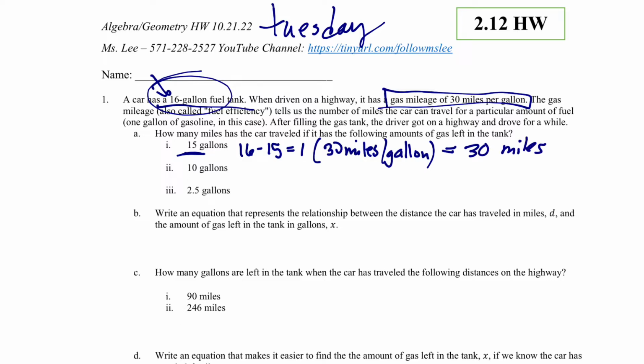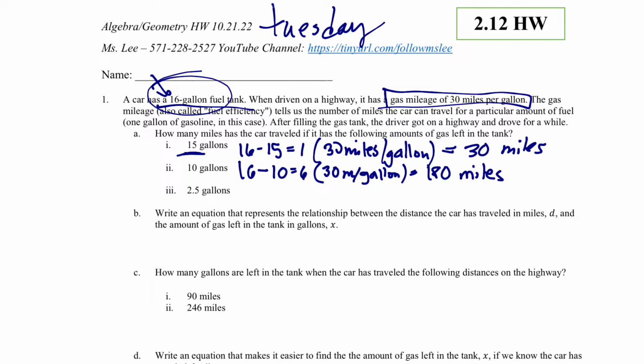Okay, now let's look at 10 gallons. So 10 gallons, we've used more, right? If we have a 16-gallon tank and we've used 10 gallons, that means we have 6 gallons left. And then we're going to take that 6 and multiply it by 30 miles per gallon. And we will get 180 miles. That makes a lot more sense, right? Because we used more gas, we should be going more miles.